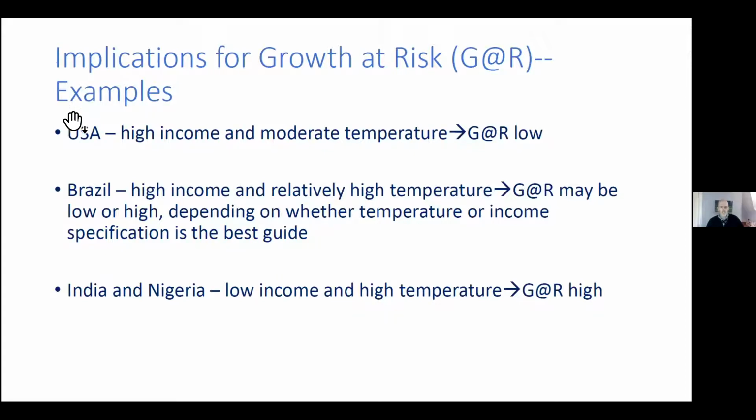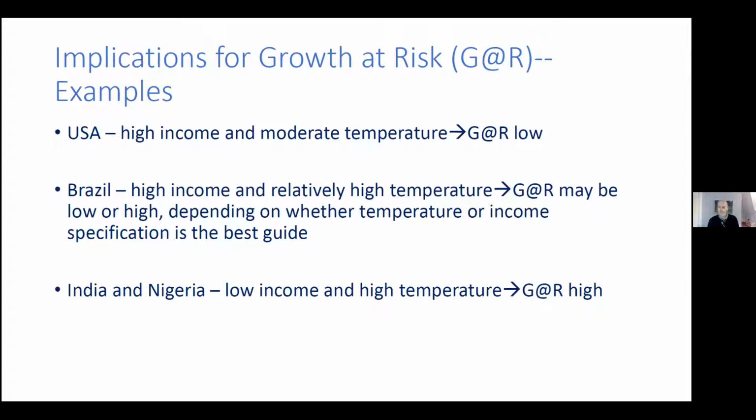So why don't we walk through a couple examples of the implications of these specifications for growth at risk in some different countries. For the US, the US is a high income country. It is also a moderate temperature country. Its average temperature over the last 50 years has been about 13 degrees Celsius, which in these specifications is estimated to be the optimal temperature for economic growth. So growth at risk in the United States is low. It's high income, so maybe it's able to adapt to climate change well. Regardless of the reason, it's at what these regressions say is the optimal temperature, and it's high income, so its growth at risk is low.